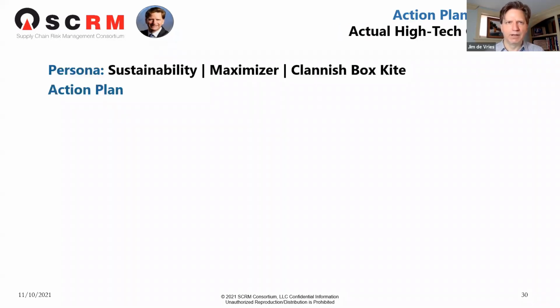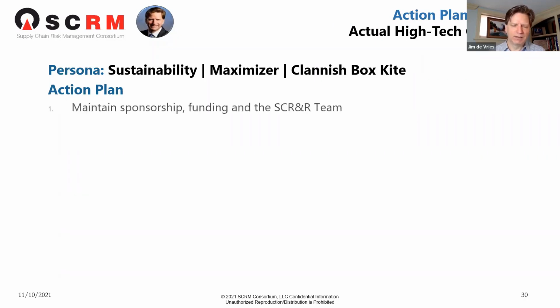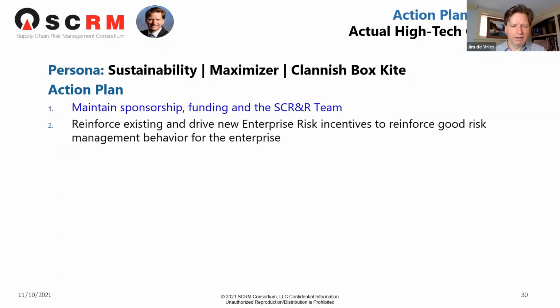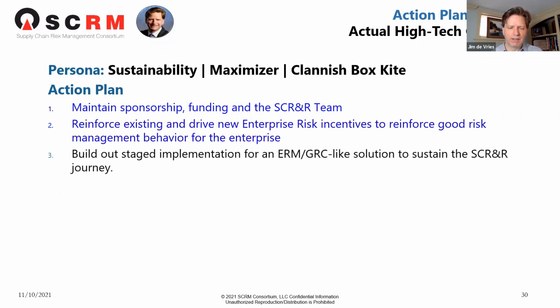So, putting it all together in an action plan: the action plan of sustainability, maximizer, and clannish, a box kite, our last example with the high-tech company. Our action plan is, of course, we want to keep everything going. We want to maintain the company, and then we want to reinforce and drive new enterprise risk incentives to reinforce good risk management behavior for the enterprise, something we mentioned before. On sustainability, we want to build out staged implementation of ERM type and GRC like solutions. We want to get that going.